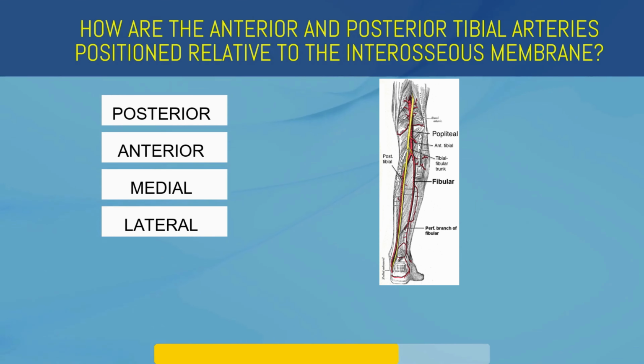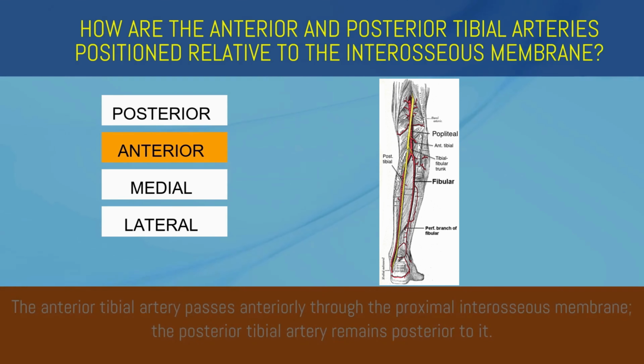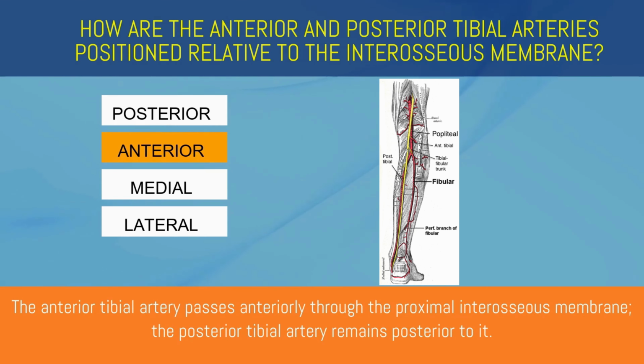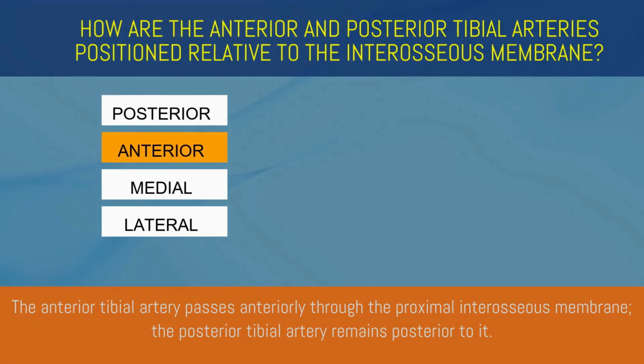Posterior, anterior, medial, or lateral? Anterior. The anterior tibial artery passes anteriorly through the proximal interosseous membrane. The posterior tibial artery remains posterior to it.